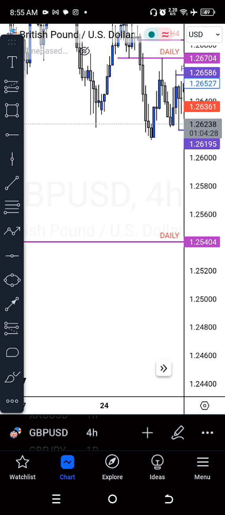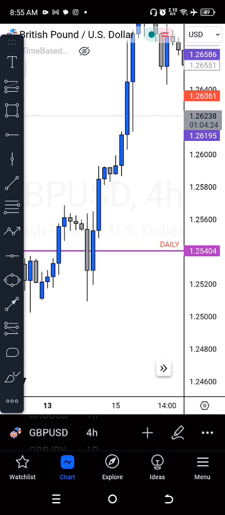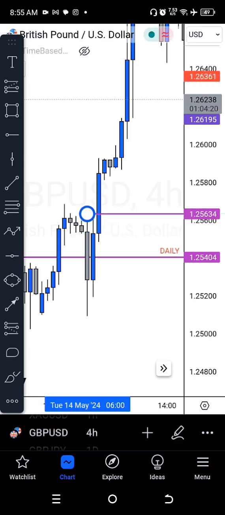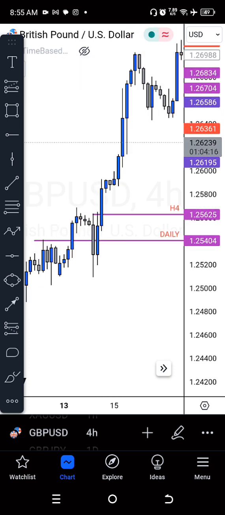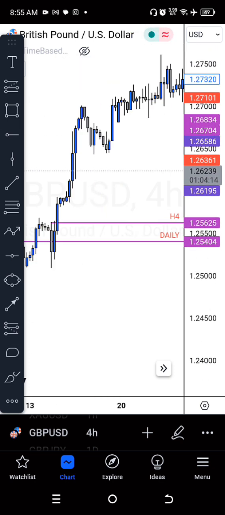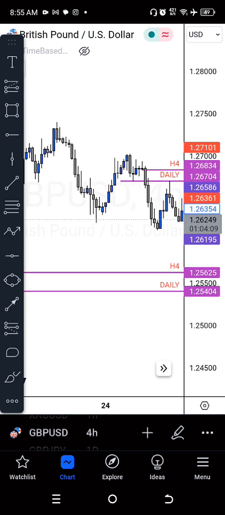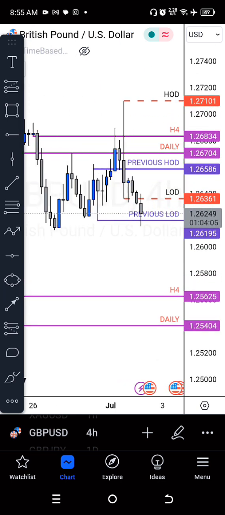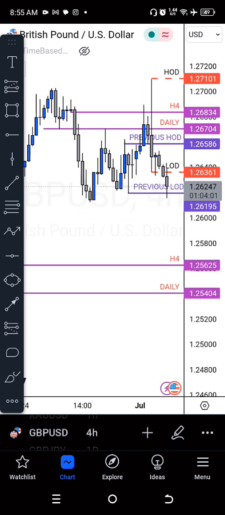Then let me look at this 4H. All right, so we have a 4H demand here, which the market will still use in the future. Instead, the market comes down to this H4 demand and buys off or sells off. It depends on what it will do.